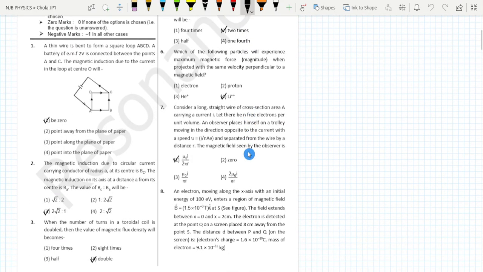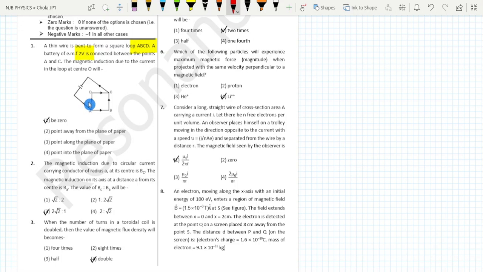So we will begin with the paper discussion. Let's see what is question number one today. There is a thin wire bent into the form of a square loop, and a battery of 2 volt is connected between the points. The magnetic induction due to the current in the loop at the center O will be.